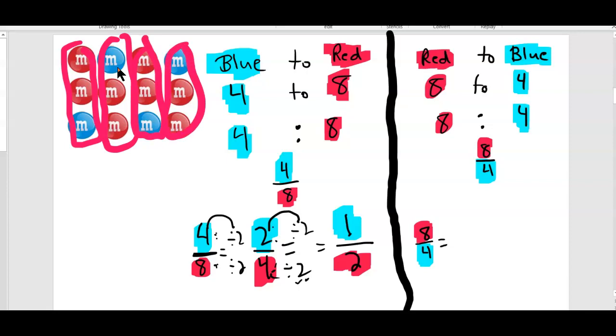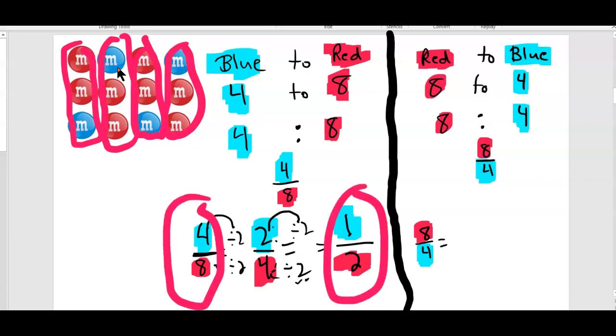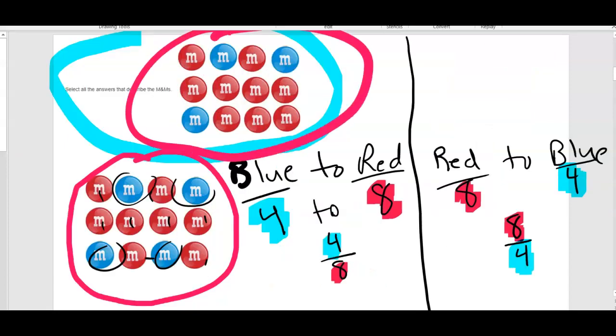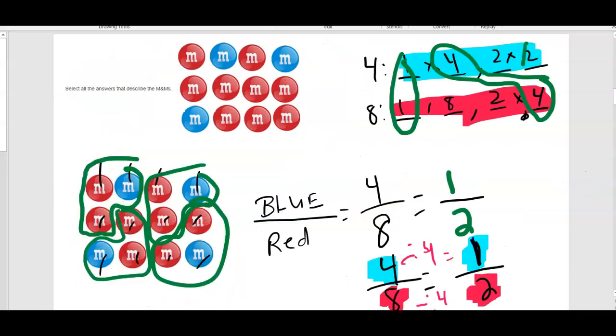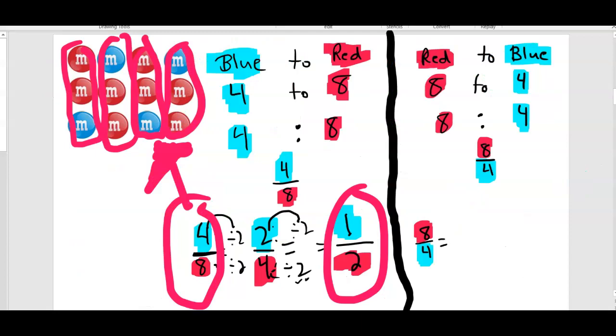That's it. So your answers, if it was showing blue to red, would be 4 to 8 and 1 to 2, if your picture looked like this. But your picture doesn't look like this. It's a little bit different. Your picture looks like this one, remember? So you've got to figure that out. What else? What if this side? What if it were this way?